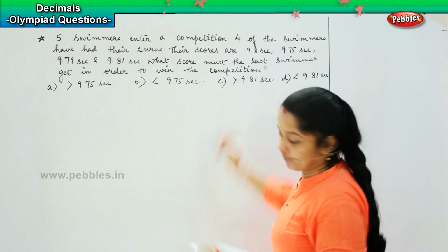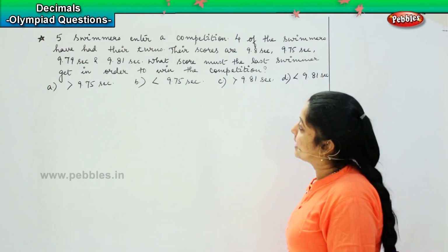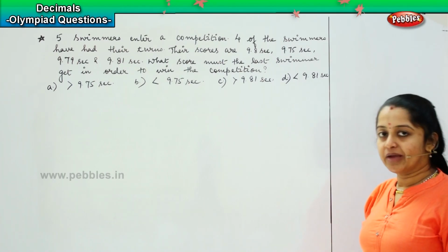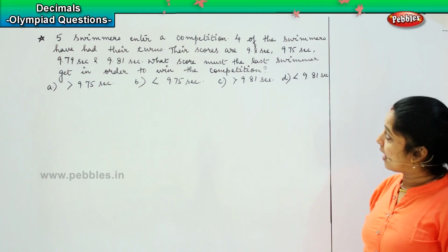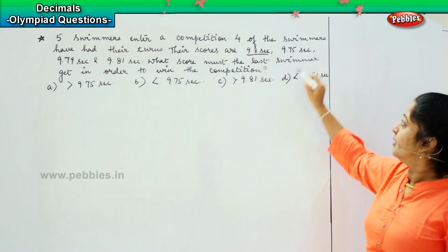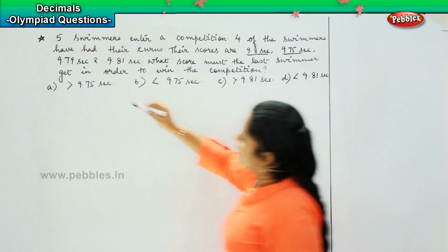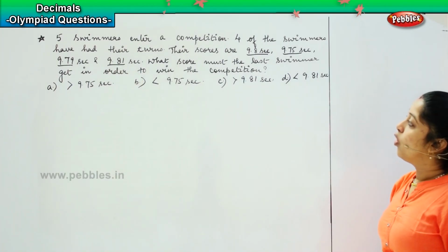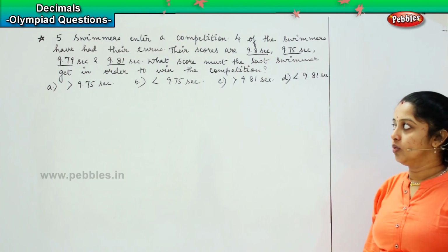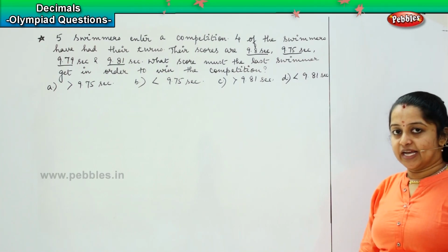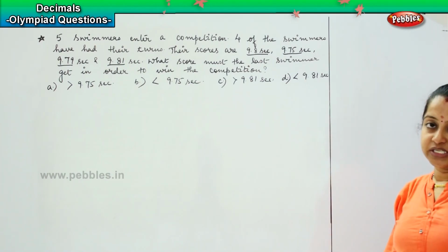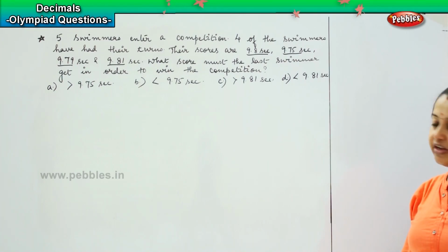So did you understand the question here? They say that 5 swimmers enter a competition. 4 of the swimmers have already completed their turns. The scores were 9.8, 9.75, 9.79, and 9.81. Now, what should be the score of the last swimmer in order to win the competition? Which of these scores should he defeat?